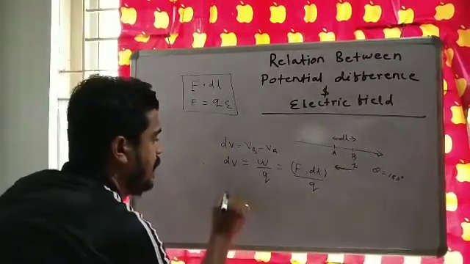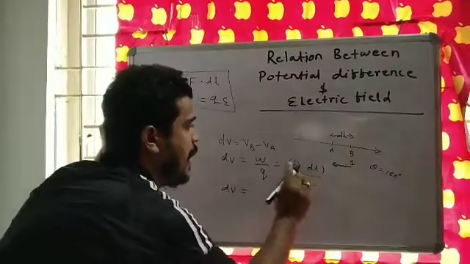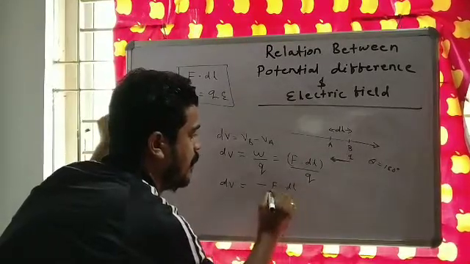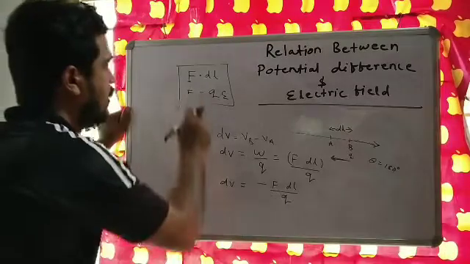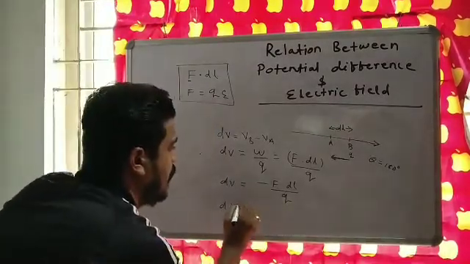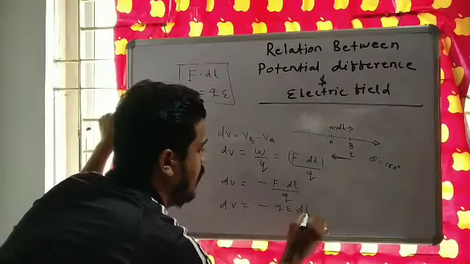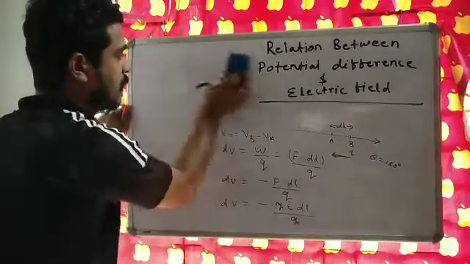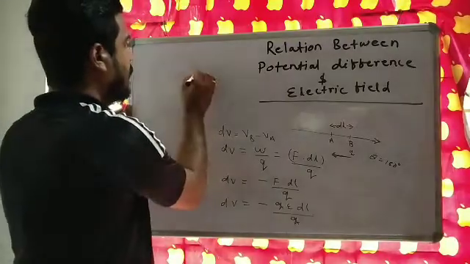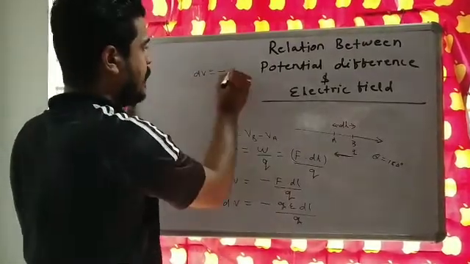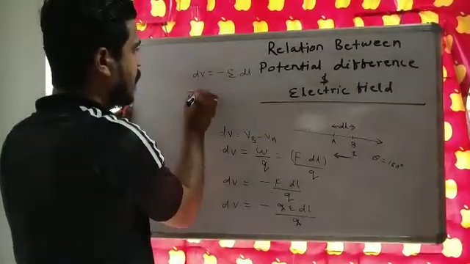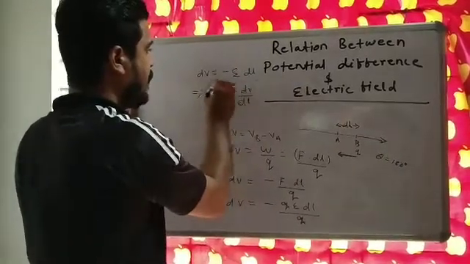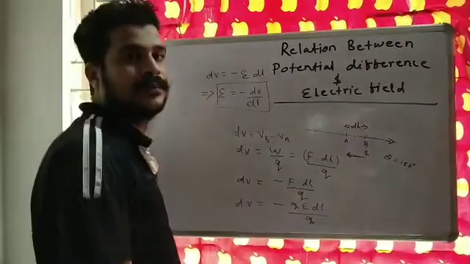So dV equals F dl cos theta upon Q. Cos 180 is minus 1, so it becomes minus F dl upon Q. Again F is QE, so I get minus QE dl upon Q. Q gets cancelled, so finally I get dV equal to minus E dl, which you can write as E equal to minus dV upon dl. So this is the important formula.